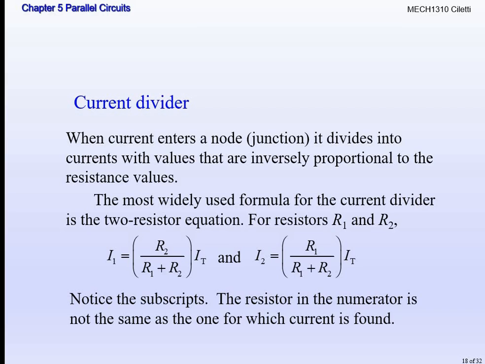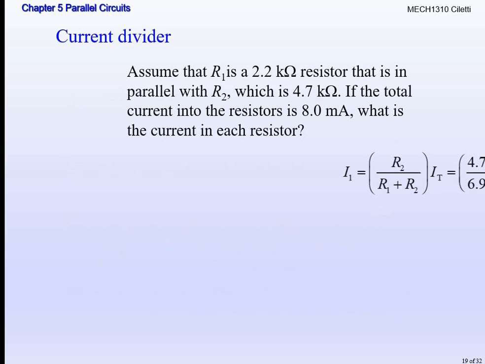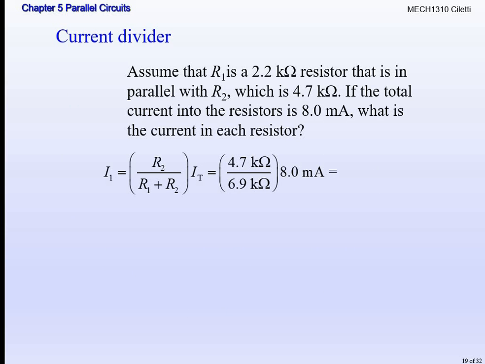Okay? So there's how you use a current divider. Know which ones swap and that sort of thing. I'm not going to force you to use a current divider. I might maybe put one problem for you to look through and do. But just pay attention to the subscripts and what's where. Notice they are opposite. This is the best way to remember this formula. Okay? So let's take a look at one. We want to assume that R1 is a 2.2 kilo ohm resistor, and it's in parallel with R2, which is a 4.7 kilo ohm resistor.